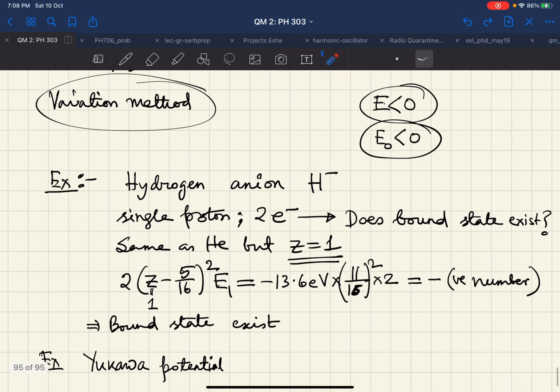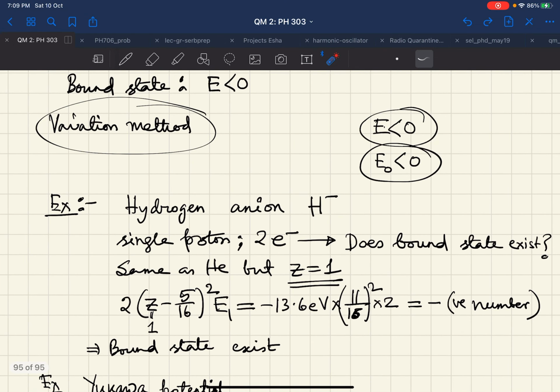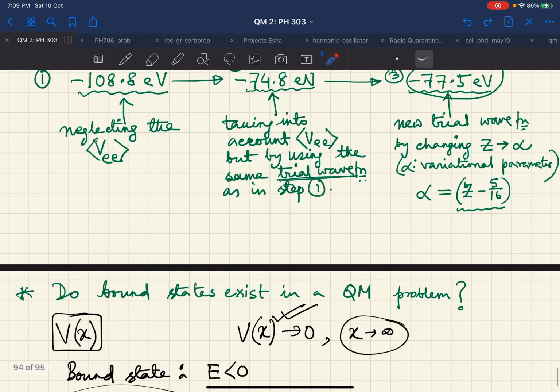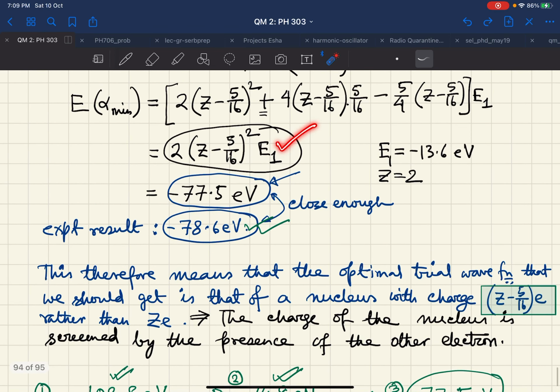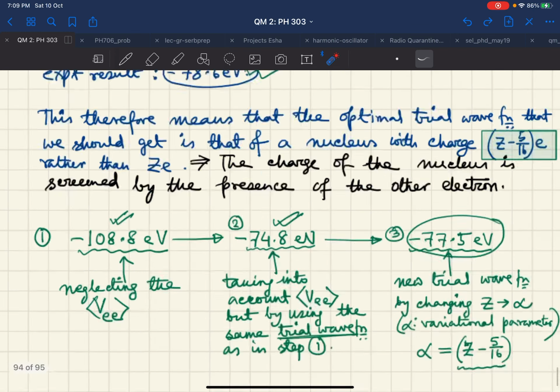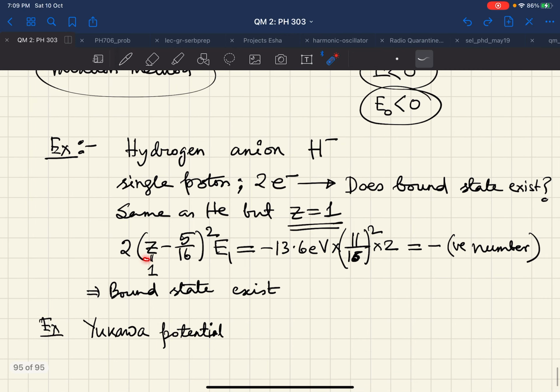In particular, the variational method will give you a ground state energy given by the result we just obtained here, but not for Z equal to 2; now we have to apply it for Z equal to 1. If you apply it for Z equal to 1, you can immediately see, because U1 is minus 13.6 electron volt, that we definitely get a negative number. This definitely tells you that a bound state really exists in this problem.